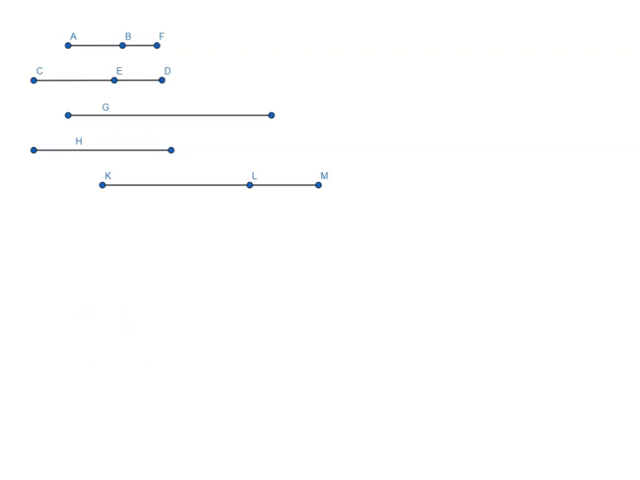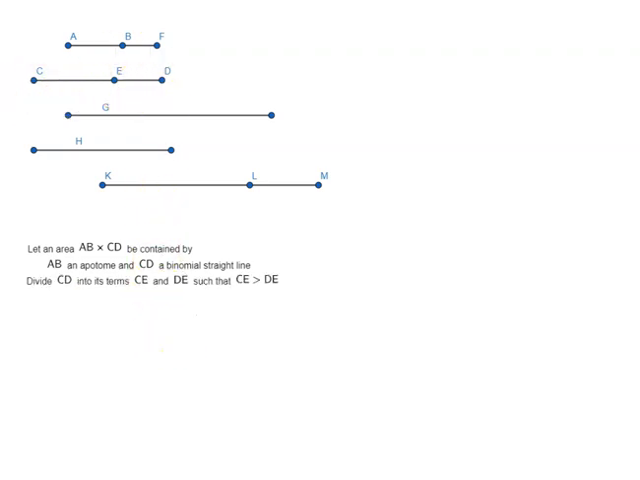So let's begin. Let an area AB by CD be contained by AB an apotome and CD a binomial straight line. Now we divide CD into its terms CE and DE such that CE is greater than DE. And let BF be the addition to AB. And we do it in such a way that the terms are in proportion: AF is to BF is equal to CE is to DE.